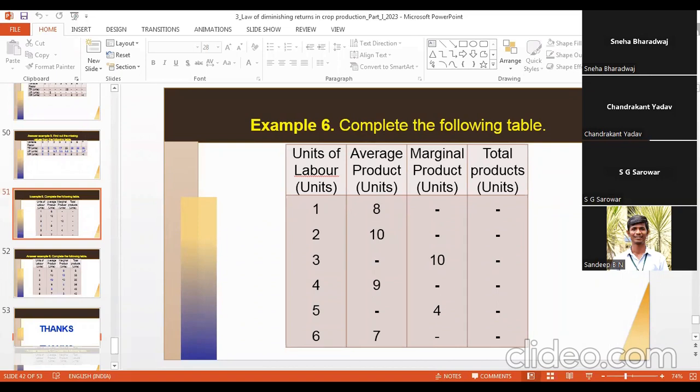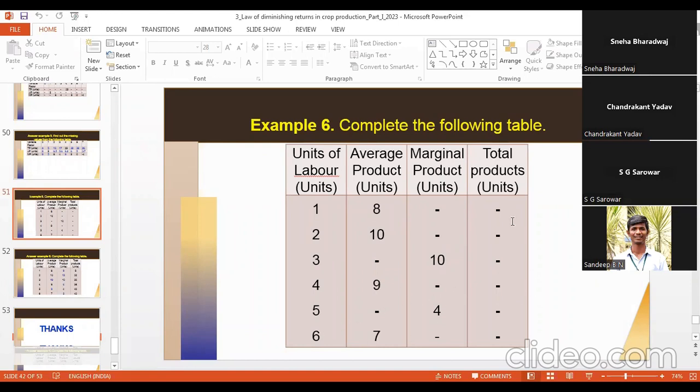So anybody could do it? So this is really very simple. First, you need to calculate the total products. Last column, wherever you find, because it is the multiplication of column 1 and 2. Suppose 1 and 8, so you will get 8 here. 2 and 10, 20. And then 4 and 9, 36.